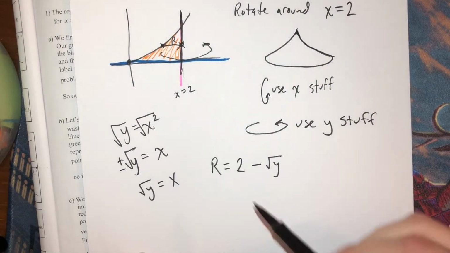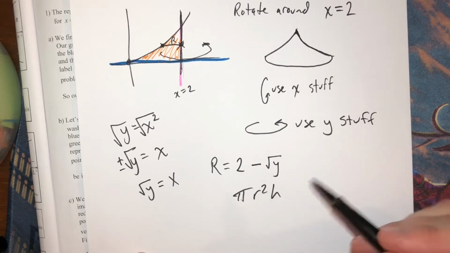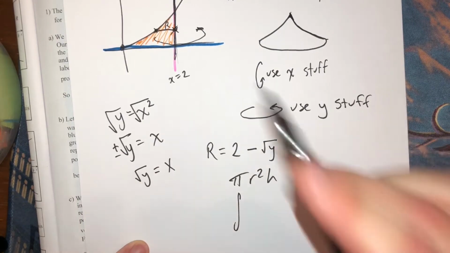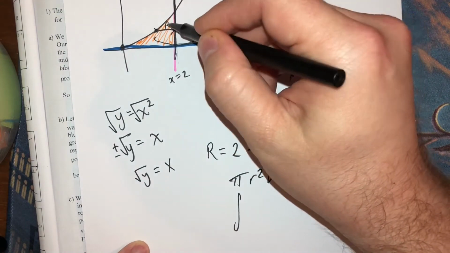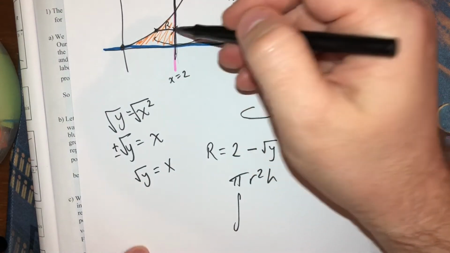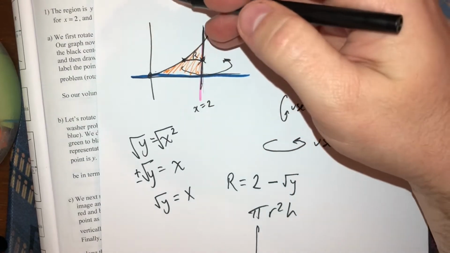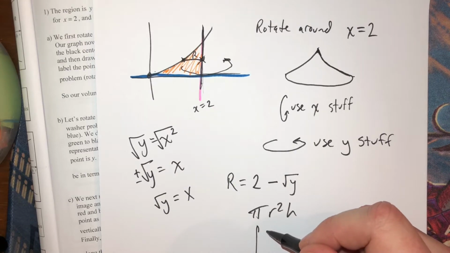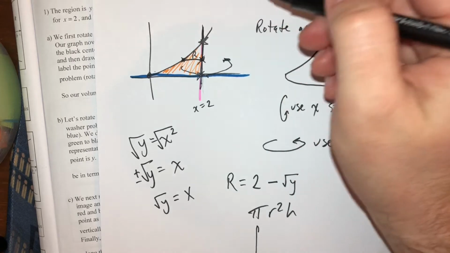So if that's my radius, and I know that pi r squared h, that's my formula, and h turns into my integral, since this is my circle, we're not stacking our circles horizontally this time. Now we're actually stacking our circles vertically. So I don't want to put 0 to 2. I want to make sure I put whatever this y value is and whatever this y value is.